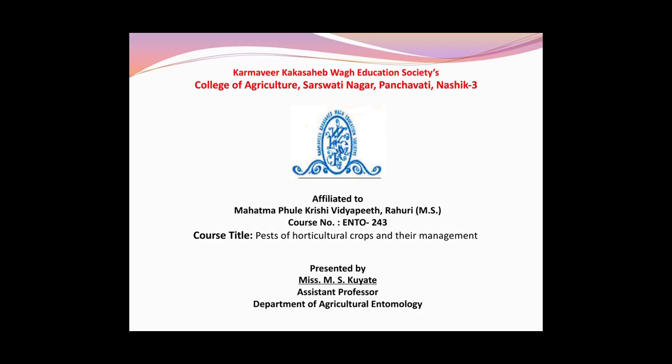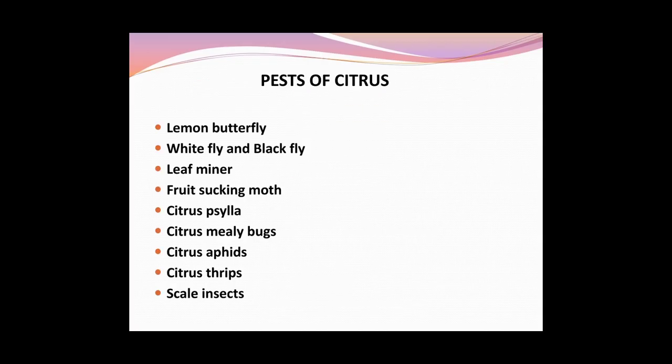First, under the course number ENTO-243, that is Pests of Horticultural Crops and their Management. So in this lecture we are going to learn about the different pests of citrus. So these are the pests of citrus.